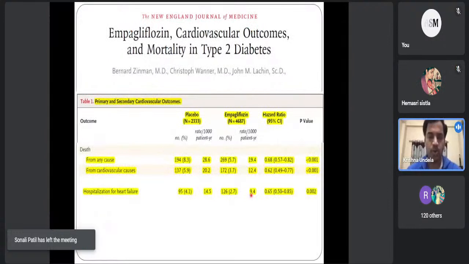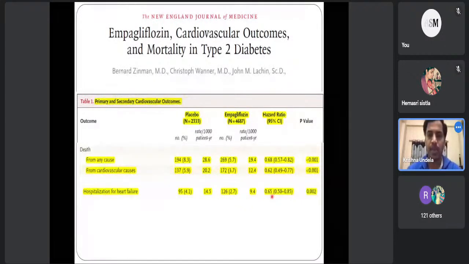Okay, exactly. So what we're going to get here, it is people who are receiving empagliflozin, they're having 35% less chance of getting the hospitalization for heart failure in comparison with the placebo, because the value found to be less than 1, and this value is also less than 1, and this value is less than 0.05, right? So it is statistically significant, and we can give the conclusion of 35% less chance of getting the hospitalization for heart failure. Okay.